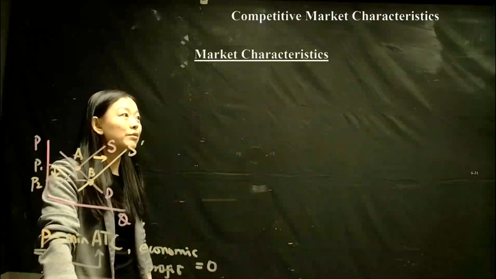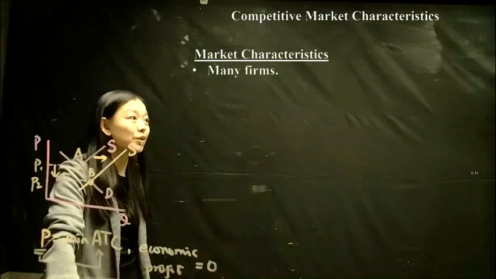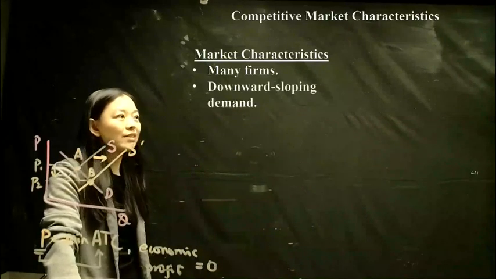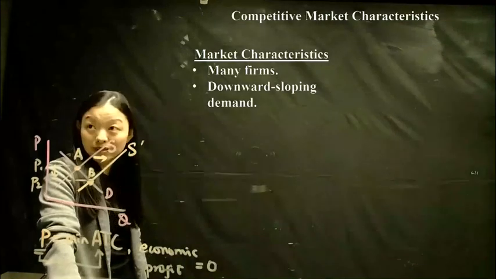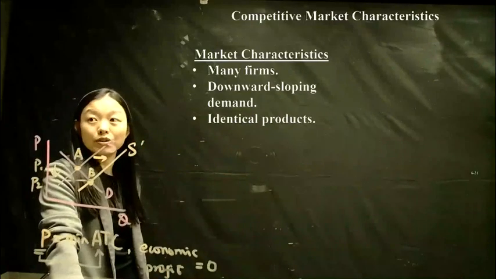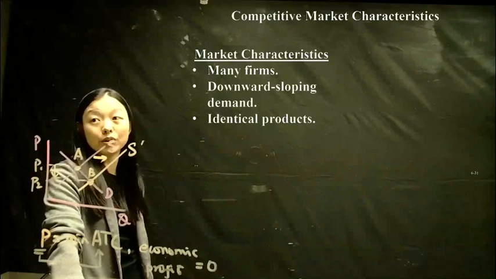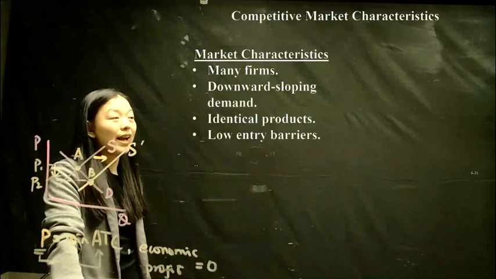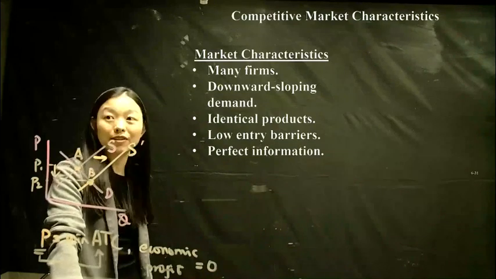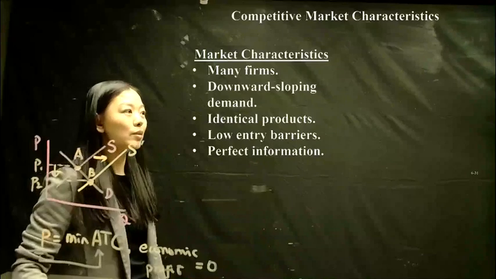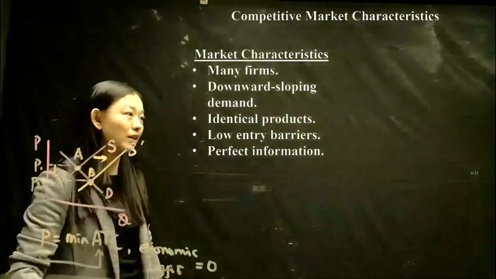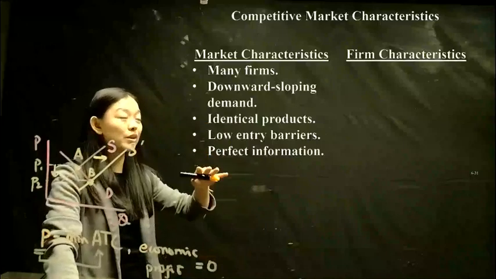And then the competitive market has some characteristics. For example, it has many firms. Actually, it has tons of firms. And then the market supply curve is upward sloping, right? This is for the market. And all the firms only produce one product, and this product is identical. It has very, very low entry barriers, and it has perfect information. So there is no misinformation or information competition in this market. This is from the market side.